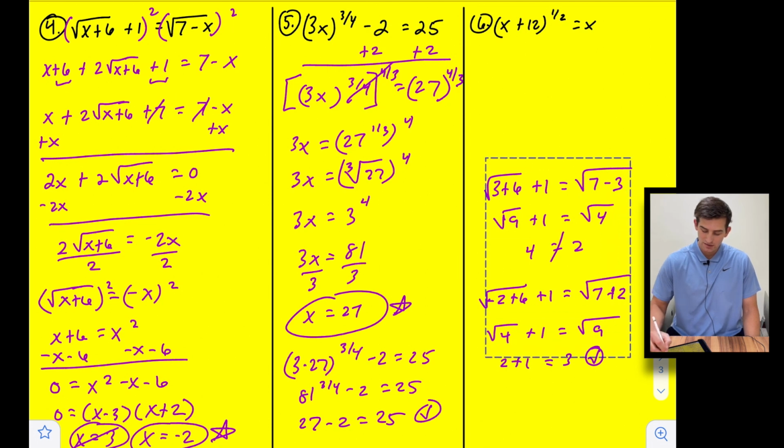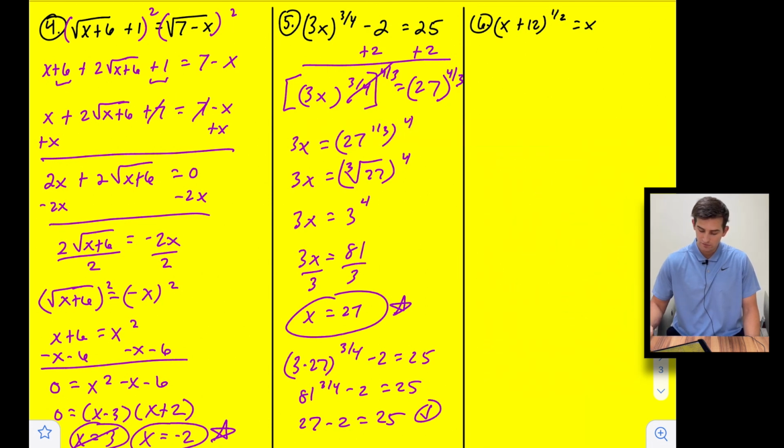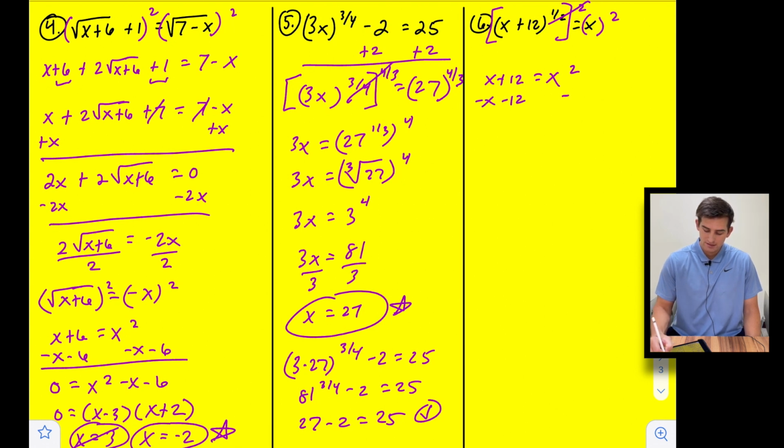All right, so let's take away this part we did, checking our work for number 4, and let's handle number 6. Okay, so we can go ahead and raise both sides here to an exponent of 2, because the reciprocal of 1/2 would be 2. And that's going to get rid of our 1/2 exponent on the left side. So now we have x plus 12 is equal to x squared. So let's go ahead and subtract x and 12 so that we can have all of our terms on the right side, and we can set this quadratic equation equal to 0.